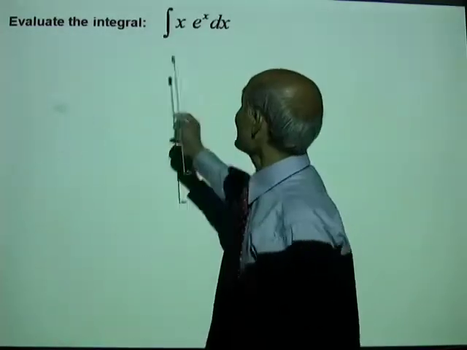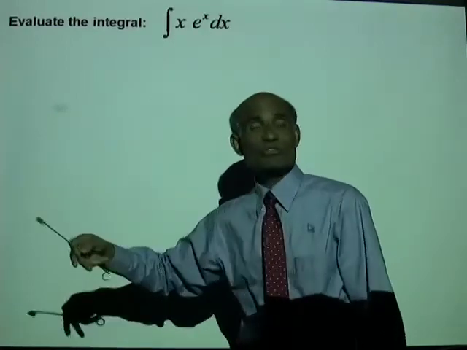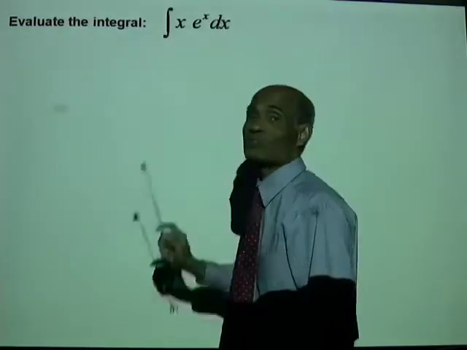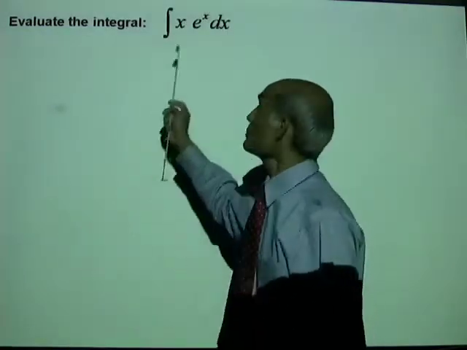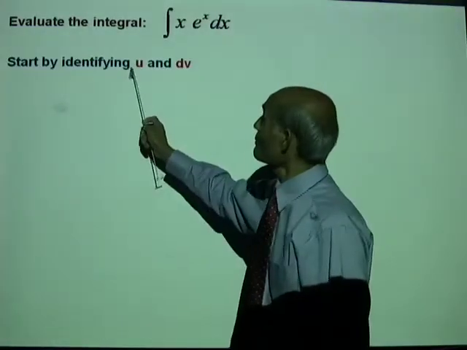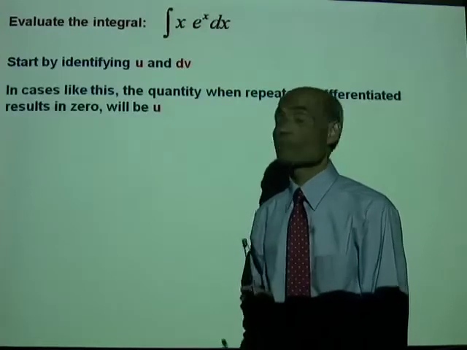Well, in cases like this, it is conventional that you take x as your u and e to the power of x dx as your dv. Now, the dx always goes with the dv part. So, first we identify u and dv.